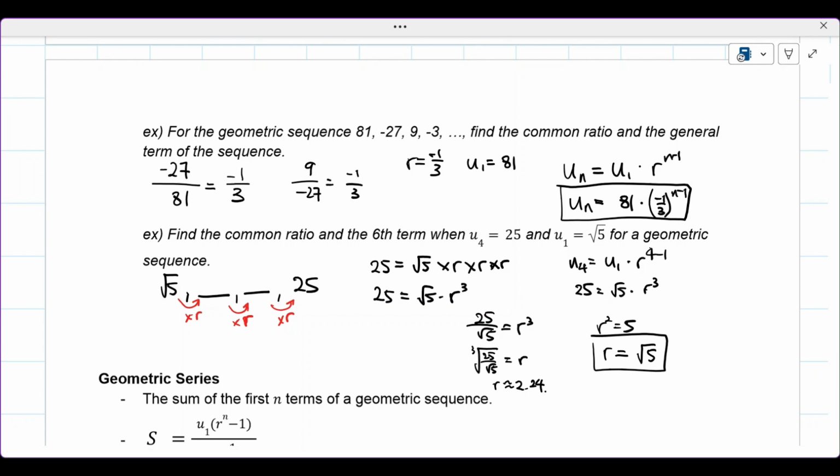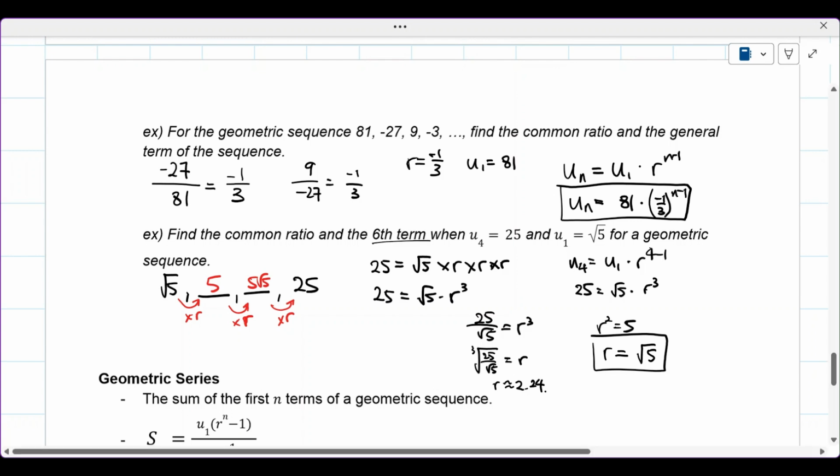And of course, I can check that. Square root of 5 times square root of 5 is 5. 5 times square root of 5 will be 5 square root of 5. And 5 square root of 5 times square root of 5 will be 5 times 5, so that's 25. So we know that we got the right answer here.